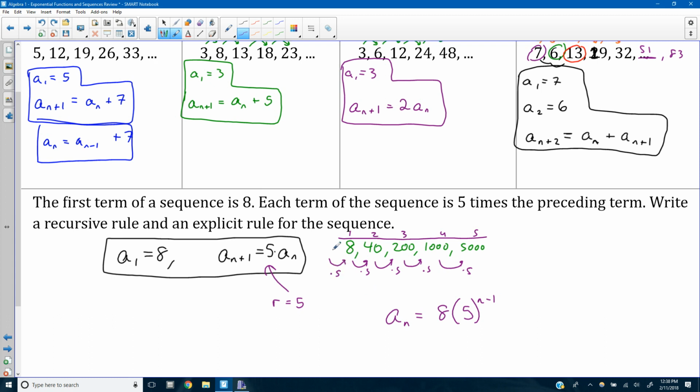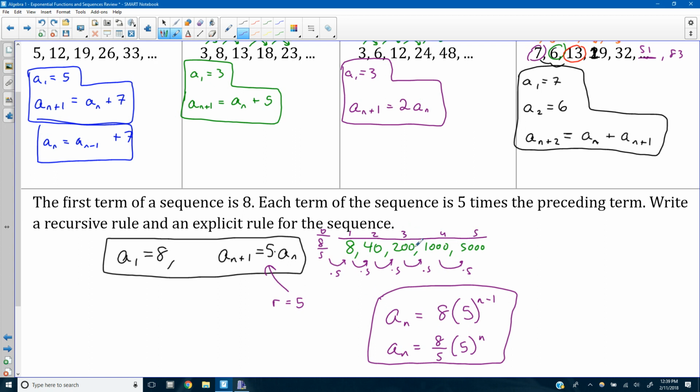We multiply what number by 5 to get 8? We'll divide 8 by 5 to figure it out. That's 8/5. So to find term number n, you start from 8/5 and you multiply by 5 n times. Either way, you get that answer. That's explicit. This is a geometric sequence because you are multiplying.